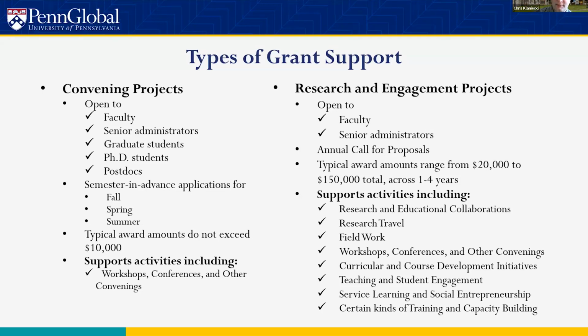On the right-hand side, you see a summary of our research and engagement projects and what we do with those. Those are open just to faculty and senior admins, so not Penn students. We have an annual call for proposals as opposed to the tri-annual model that we have for convening projects. Typical award amounts range from $20,000 to $150,000 total for each project across typically 1 to 4 years. That is to say, the award amount is the total award amount divided by the number of years you might be engaging. And we support a wealth of activities with these grants, including research and educational collaborations, travel, fieldwork, again, workshops, conferences, and other convenings. You can have those as part of your larger project, curricular course development initiatives, teaching and student engagement, certain service learning and social entrepreneurship, and finally, certain kinds of training and capacity building.